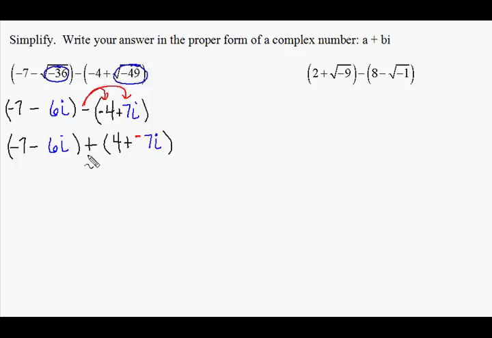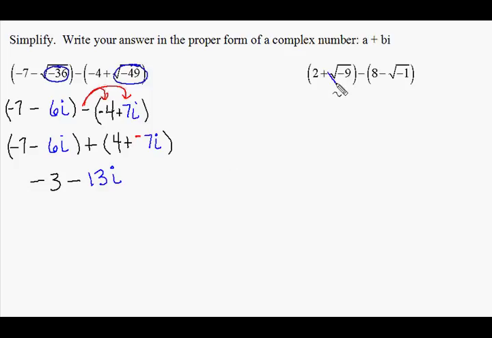-7 plus 4 is -3, and a -6i added to a -7i is a -13i. So that's written in the proper form of a complex number, the real part followed by the imaginary part. It says add bi, but we just want the addition or subtraction sign between the real part and the imaginary part. Let's look at another example.